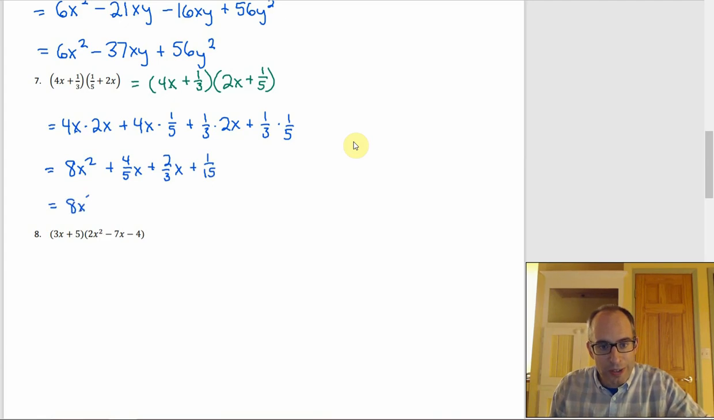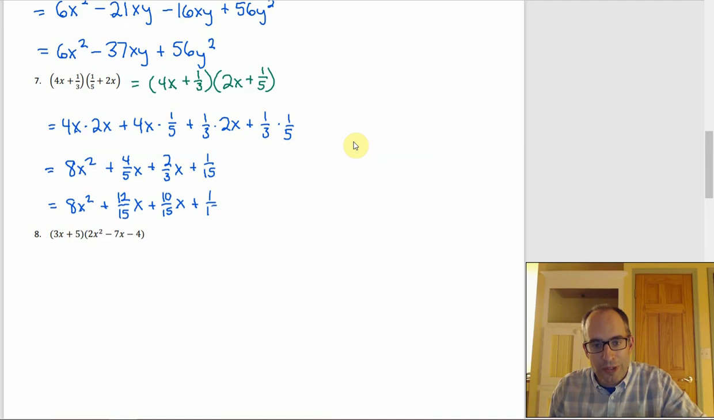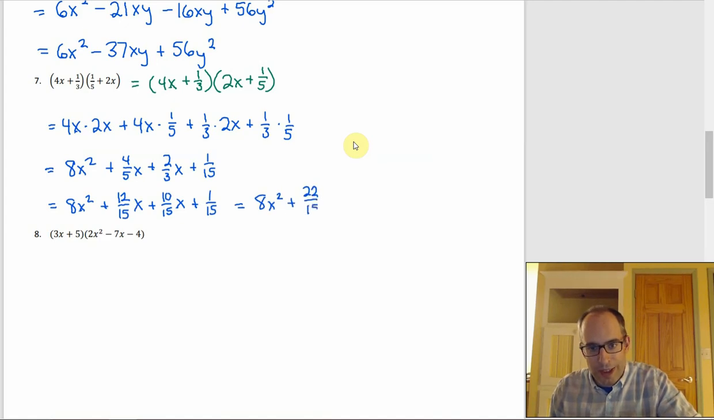So we're going to have 8x squared plus 12/15, if you multiply by 3/3, 12/15 x, plus 10/15 x, which is what you get if you multiply by 5/5 here, and then plus 1/15. And then you can combine those two terms now because we've got the same denominator. We can add them together. So we're going to have 8x squared plus 22/15 x plus 1/15. There we go.